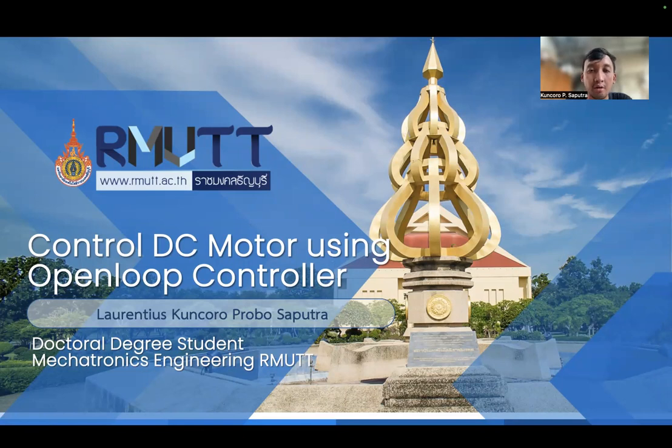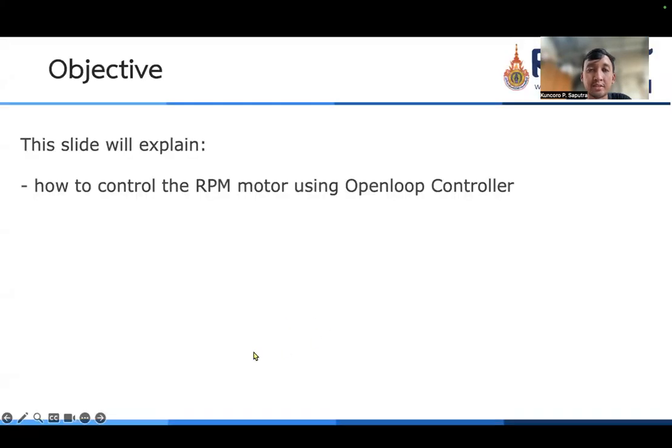And in this video, I want to share how to control a DC motor using an open loop controller. I made this video to complete my homework on showing how to control a DC motor. The objective of this explanation is how to control motor RPM using an open loop controller.